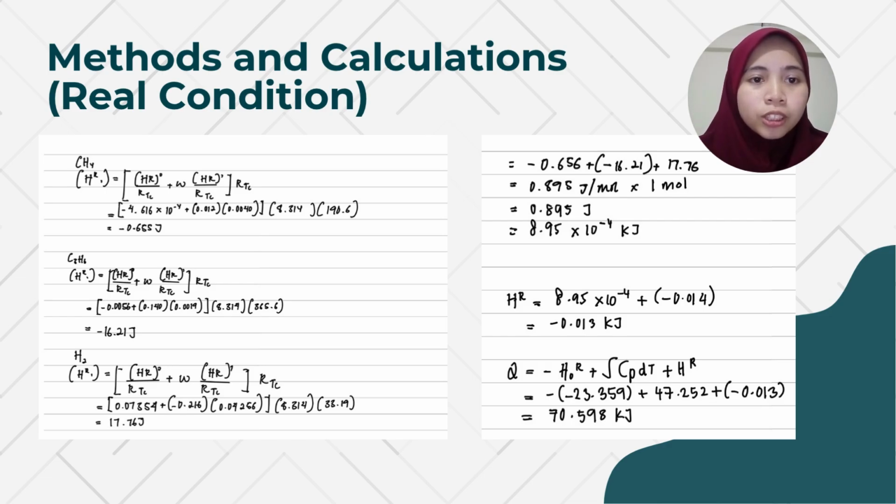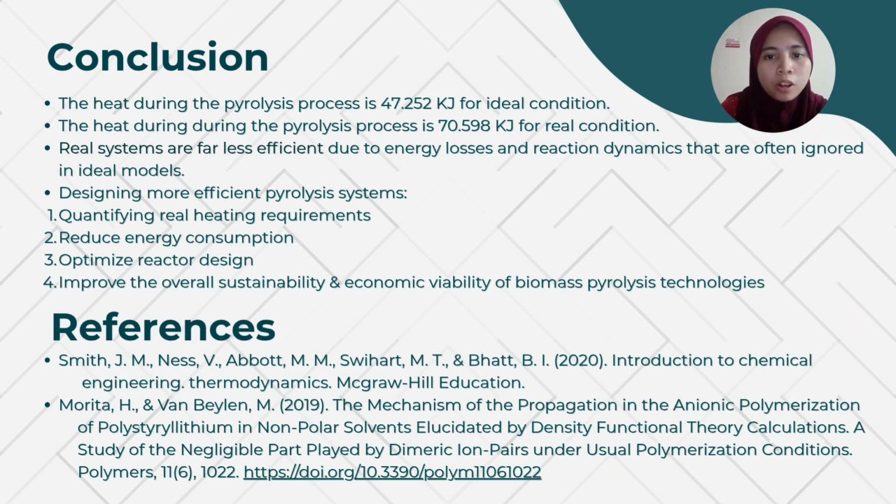So the heating rate during real condition is the residual enthalpy of the reactant plus the sum of change of enthalpy 1 and 2 plus the residual enthalpy of the product. For your information, the meaning of the negative value in the last calculation here is because it is from the reactant side. So negative of negative 23.359 plus 47.252 plus negative 0.013 is 70.598 kilojoule. To sum up all the calculations, the heating during the pyrolysis process is 47.252 kilojoule for ideal condition, and for real condition is 70.598 kilojoule.